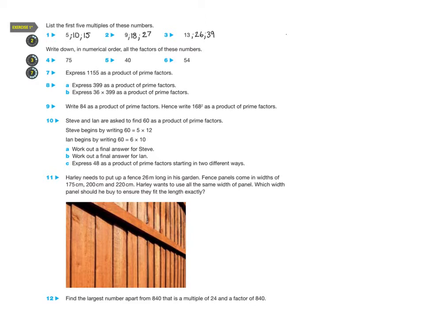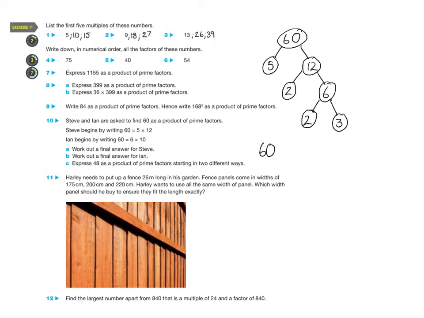Okay, so I'm doing the tree method and I'm starting with Steve, where it's going to be 5 times 12. 5 is a prime factor already, so now I am going to continue with Steve's method until I get to the point where 60 equals 2 squared times 3 times 5.